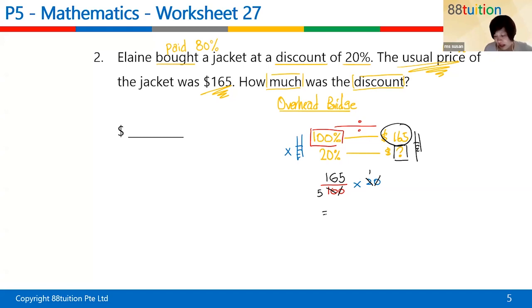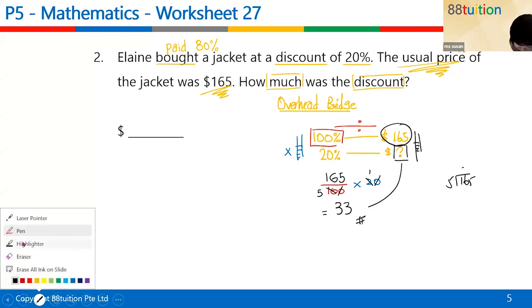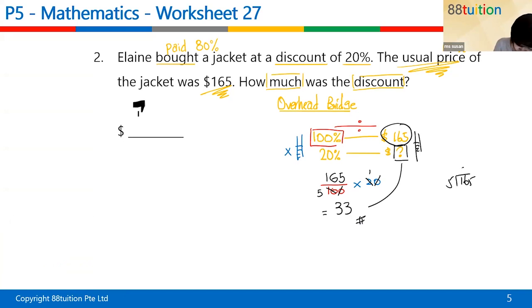Last week we said we want to do mental, right? Okay, 165 divided by 5. Now, how do I do mental? I know this is 3, right? 3 times 5 equals 15. So 3, 15, 16 minus 15, 1. Bring down 5, 15. 15 divided by 5, 3. 3 again. Okay, so this one is the answer for 20%. That's what they want. Okay, so this is $33 for the discount. Okay, all right.